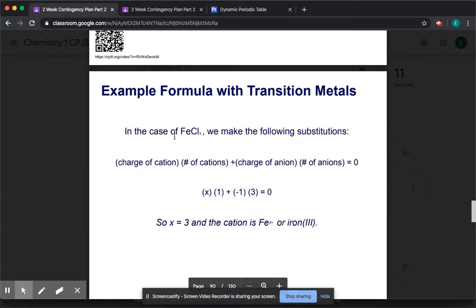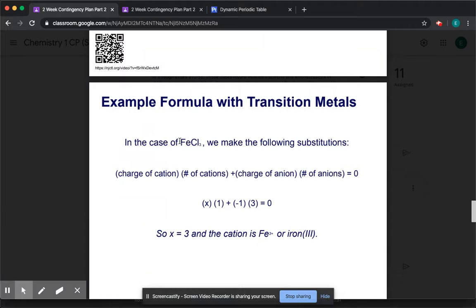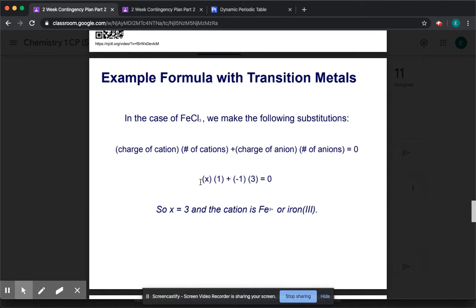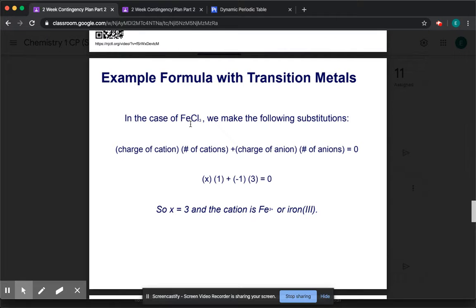Some understanding. Okay. So in the case of FeCl3, let's use their version as an example. In the case of FeCl3, we make the following substitutions. They're just telling you what they plug in. So they're trying to figure out what the charge on the iron is. I told you these are some of the problems you're going to get. So iron can have multiple options, but based off of what you see, which option does it have to be?